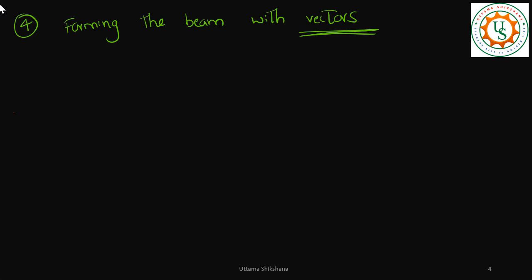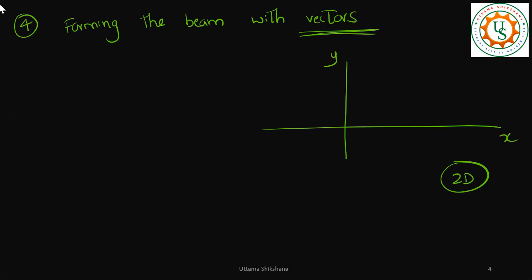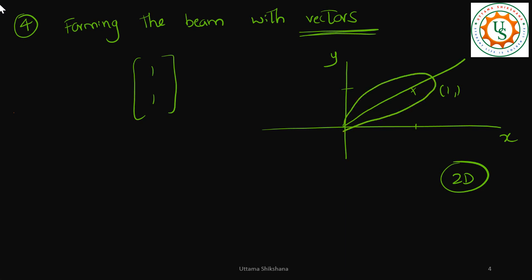Now I am going to the fourth one. The fourth one is pretty important because that is where we do more beamforming in 4G or 5G. That is forming the beam with vectors. These vectors could be in a certain direction. Take an example of two dimensions, with an x axis and a y axis. I can say form a beam on the vector 1 1, meaning x is 1 and y is also 1. So the beam is formed in this direction.